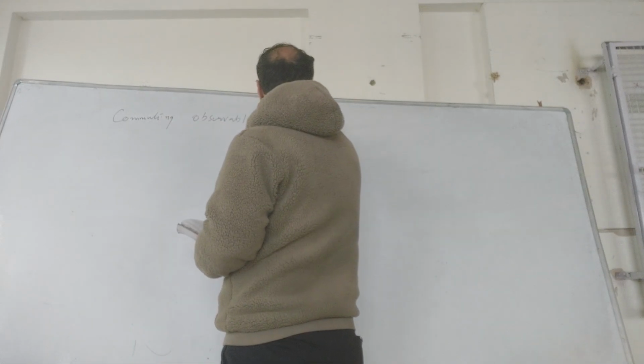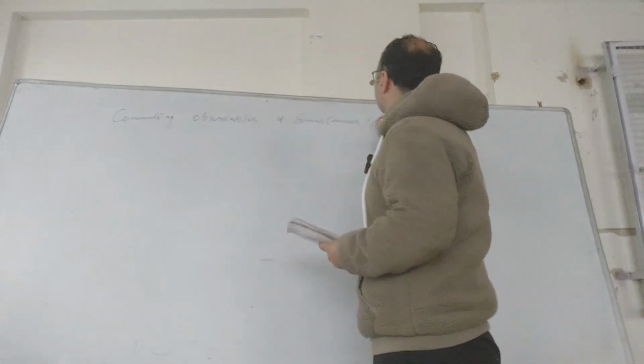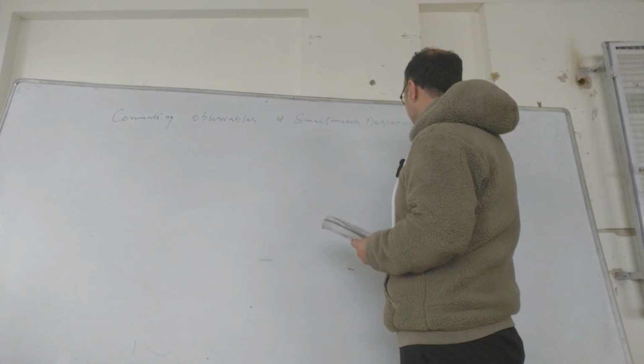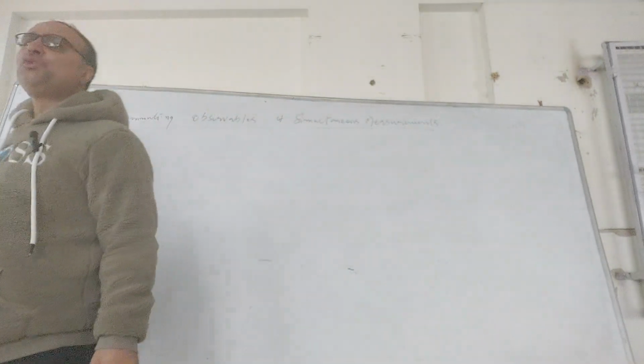and simultaneous measurements. So, what do you mean by commuting observables?